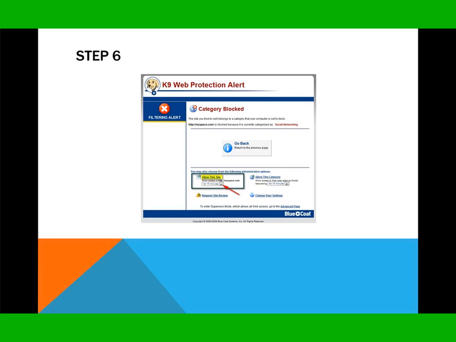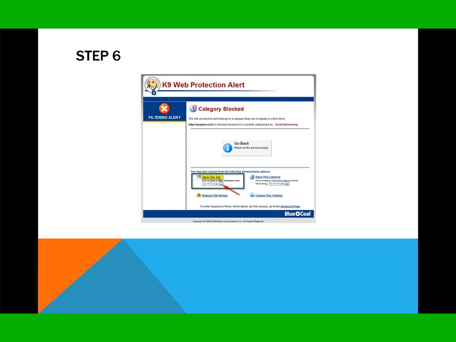K9 is unique in that it doesn't block URLs. It blocks categories. So it would block an entire category. It could also block a certain site, if maybe there's one particular site that you want it to block. In this particular example, I'm using MySpace. If you look where it says category blocked, and then underneath that, you tried to visit a site that is blocked, and then it says the website, which is myspace.com. It's blocked because it's categorized as, and then in red, social networking.